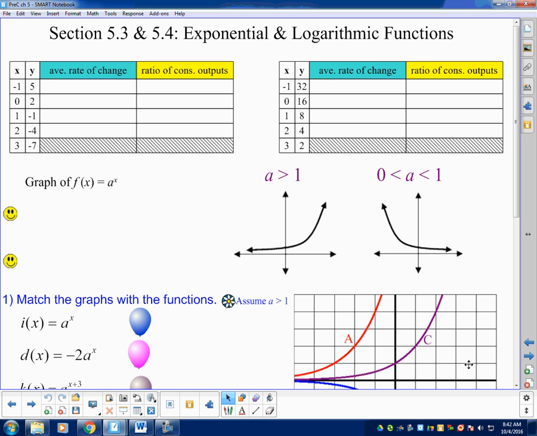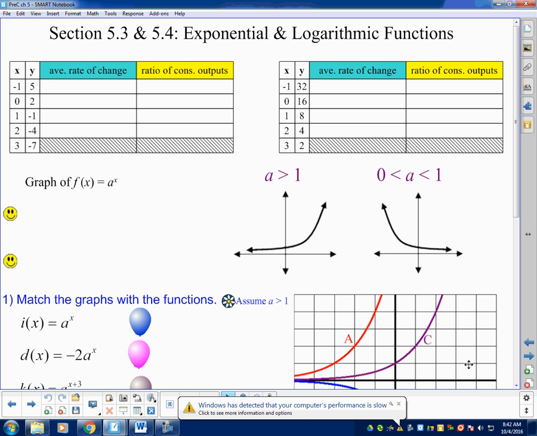So linear functions, we grow at a constant rate, right? We call that the slope. Exponential functions grow much, much faster. They grow at what we call an exponential rate, but there's a common multiplier there. So let's look at the first chart here.